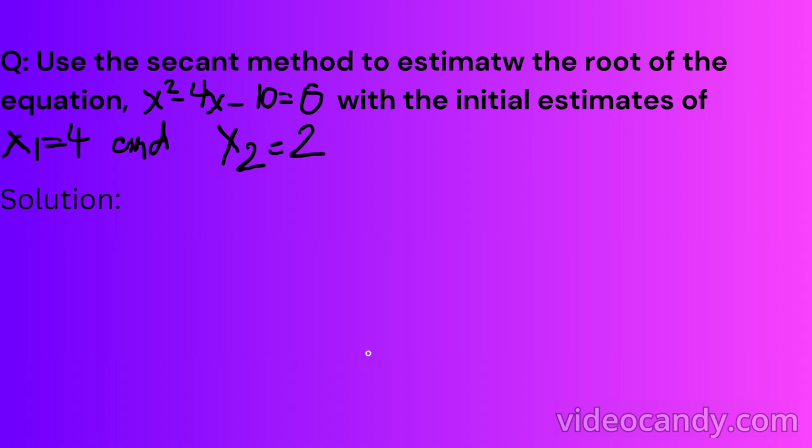As for the question, use the secant method to estimate the root of the equation x square minus 4x minus 10 equal to 0, with the initial estimates of x1 equal to 4 and x2 equal to 2.